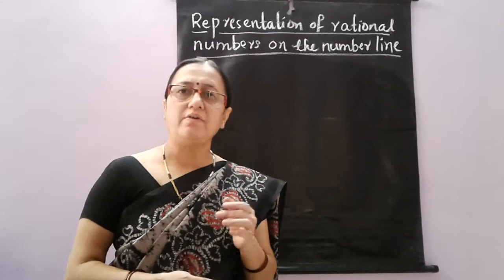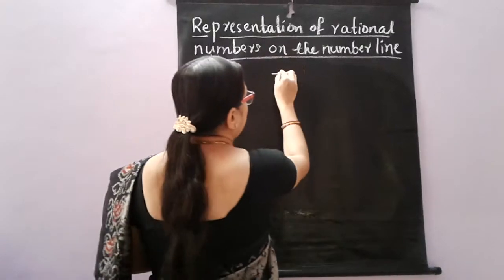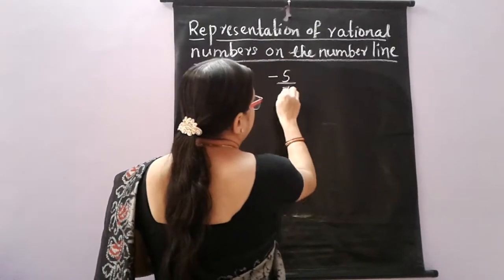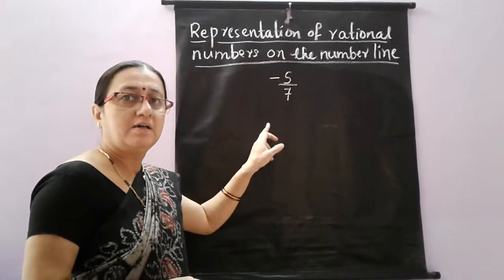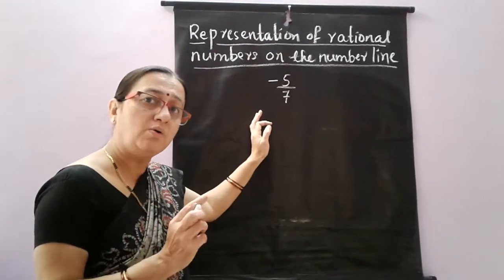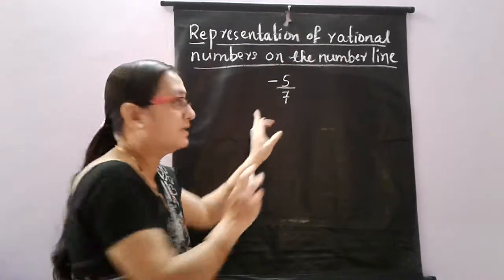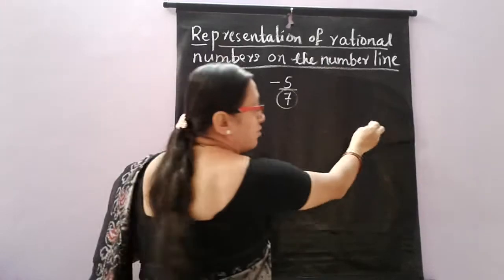Now in the similar way, how to represent on the negative side now. Okay. For example, minus 5 by 7. So it is a rational number, minus 5 by 7. Now the number line will be divided into how many equal parts? 0 to 1 now? Into the denominator, that is 7 equal parts. Now this is the left side of the 0. Okay, 0 will be here now.